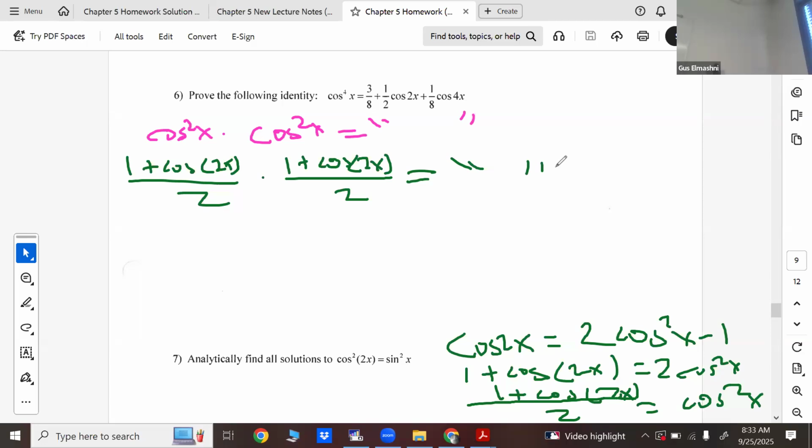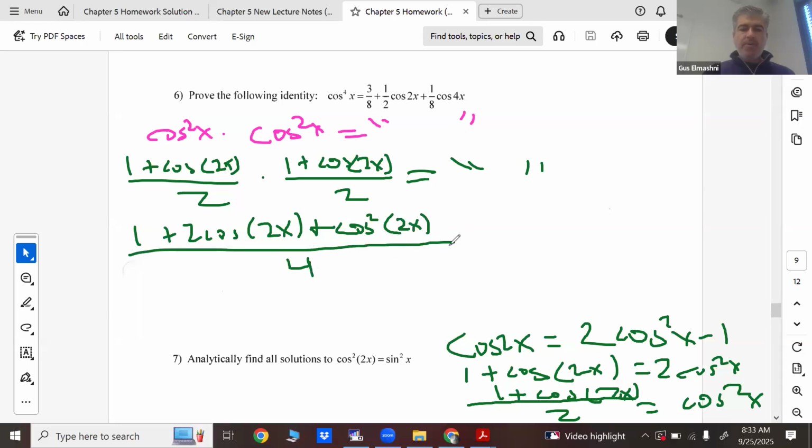So now I feel a little better about this because I have a cosine 2x on the other side. But the problem is that I've got to multiply these two and still figure out how to get a cosine 4x. So you go even more. Let's FOIL this. So that's 1 plus 2 cos 2x plus cos squared 2x over 4 equals the other side.